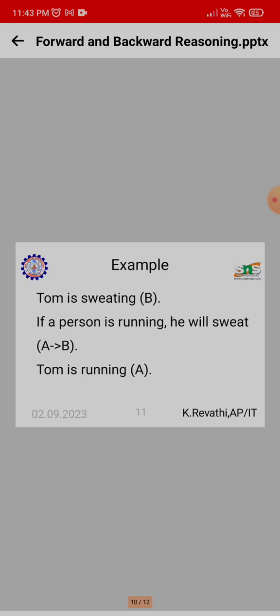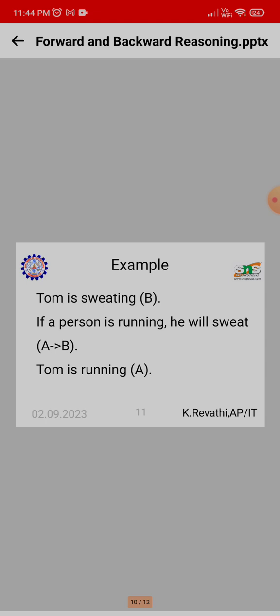Here the example is given. Tom is sweating is the goal, which is derived from the forward chaining. Then if a person is running, he will sweat. That means A gives B. Here the A is Tom is running. So if Tom is running, then he will sweat. So that fact is Tom is running. Here the goal is Tom is sweating, the fact is Tom is running. From the conclusion, we have to prove the fact.